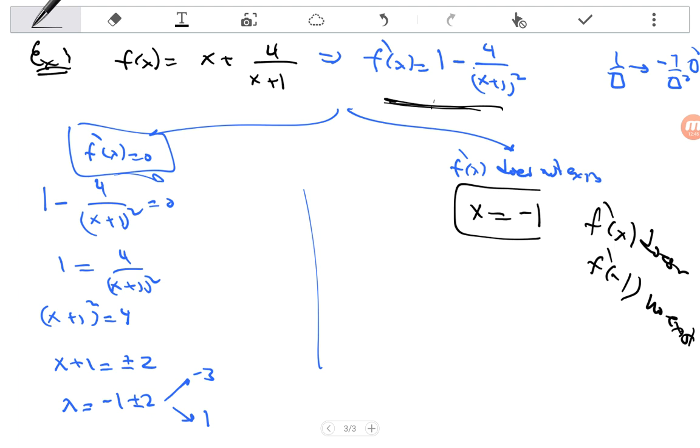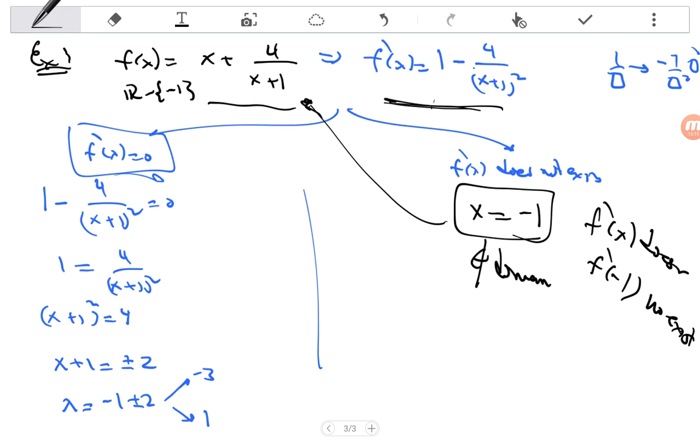But should I consider it to be a critical point? Does this point belong to the domain or not? I check the original function. Does that point belong to the domain of this function? No, because I have a denominator, and the domain in this case will just be R minus the negative 1. So that point does not belong to the domain. So would that mean that this point is a critical point? No, this point is not a critical point. So this one is rejected.